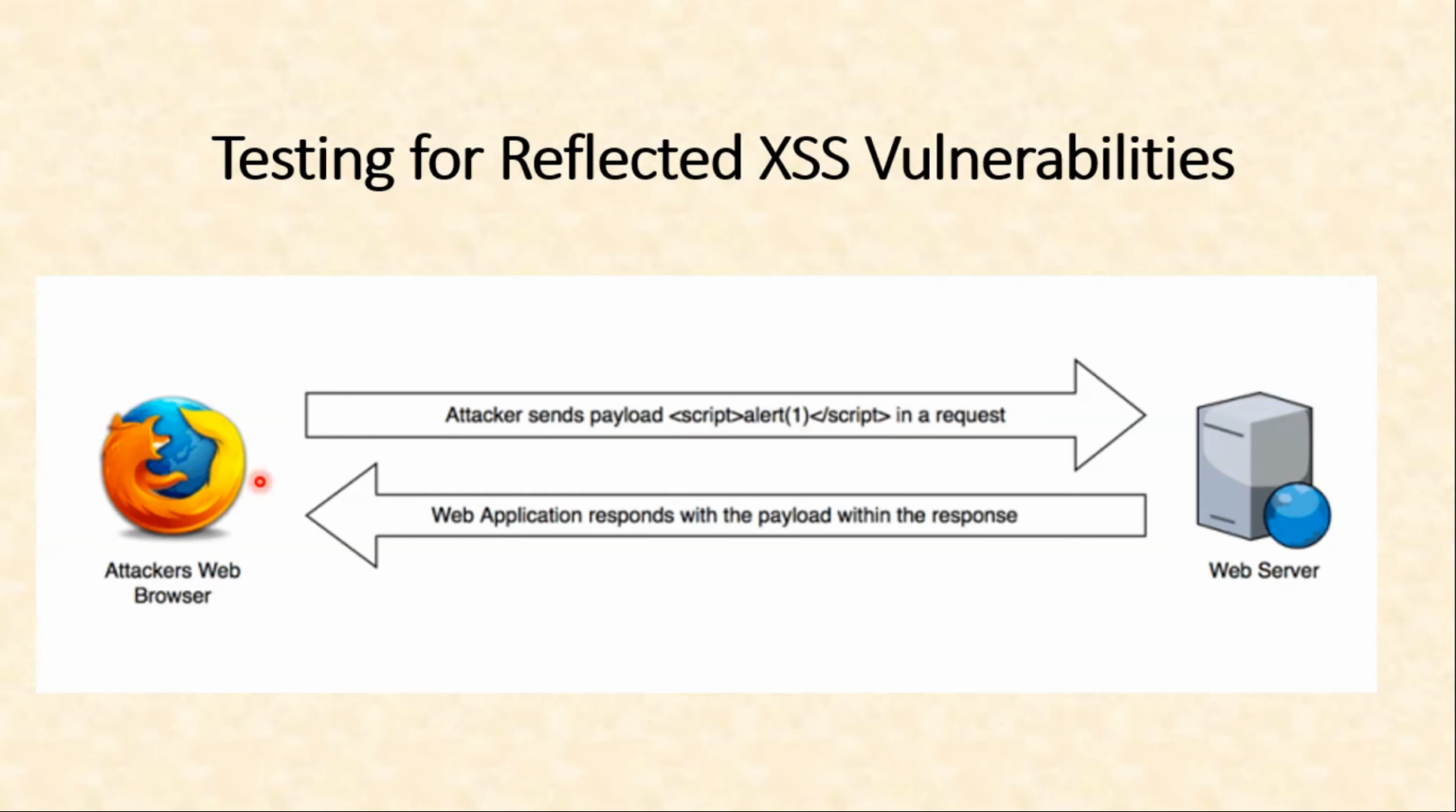Then why do we call it a bug? Instead of this alert, I can type document.cookie, so it will send the cookie section to me. I can use malicious code to access the server, get admin details, all these things using this reflected XSS bug.